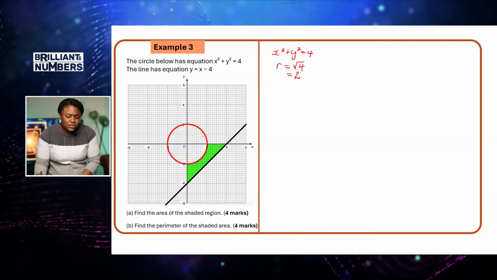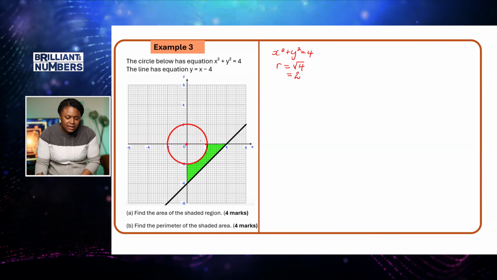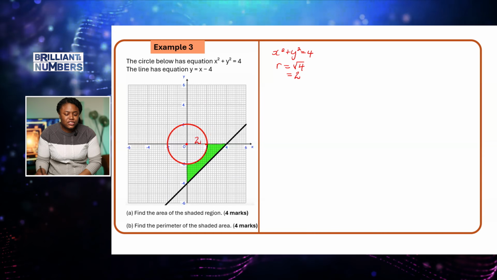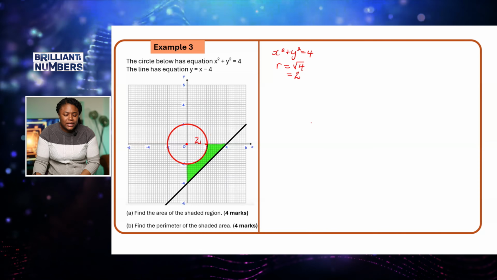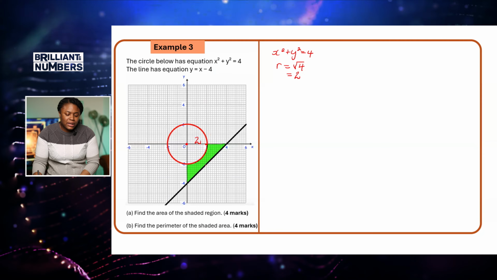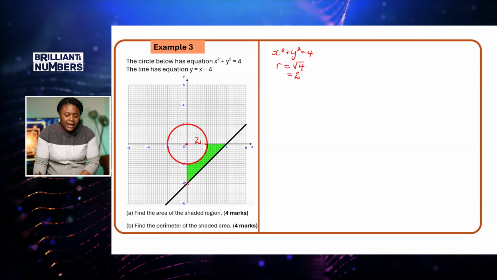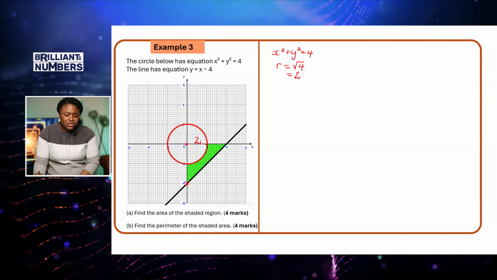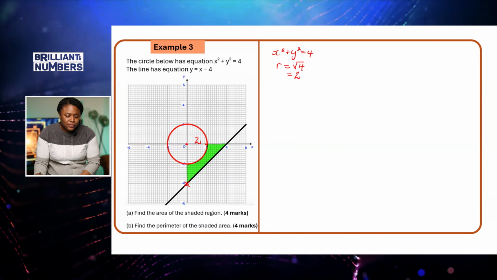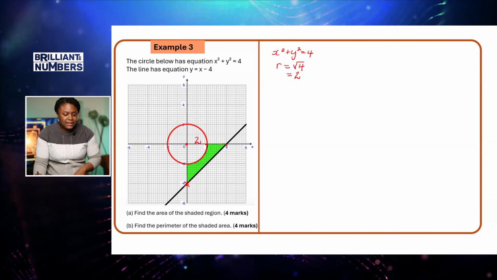Okay, so I'm just going to go ahead and put that on my diagram. The radius of the circle here is 2. We go back to read some more information. The line has an equation y equals x minus 4. We can see here it's y equals x minus 4. We know the distance from the origin to the y-intercept is 4, and also from the center here will also be 4, very importantly.